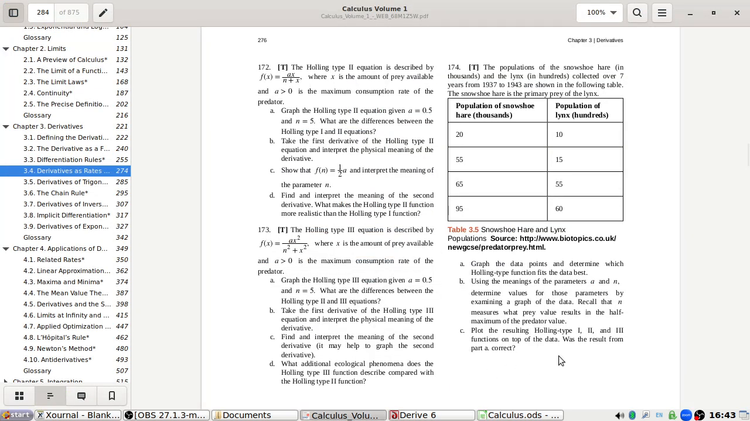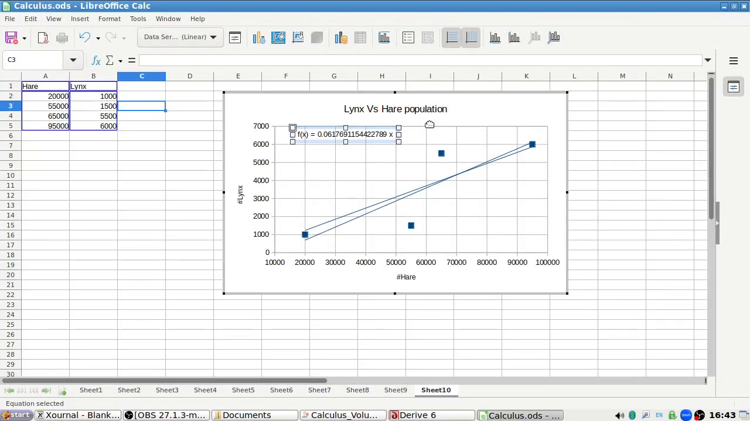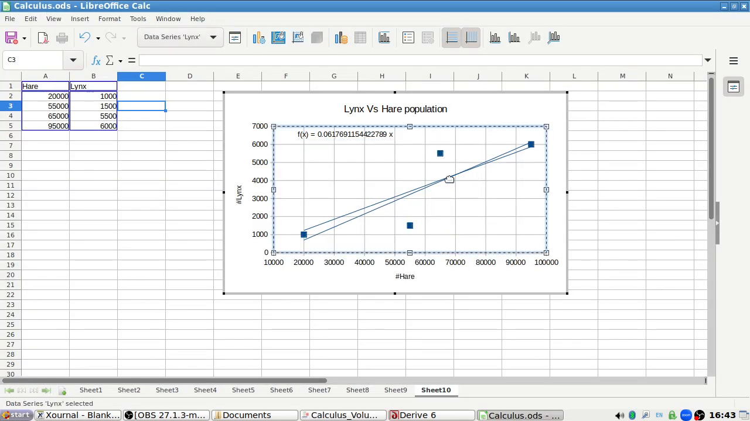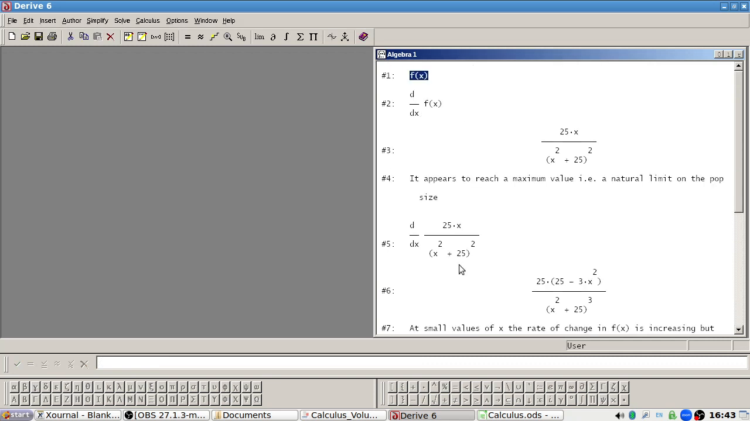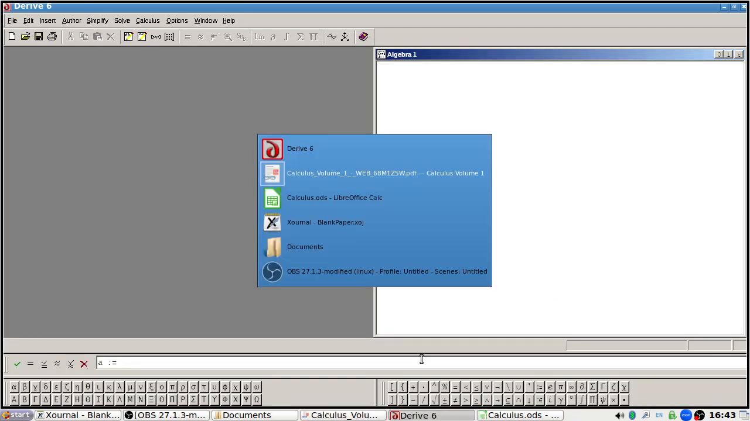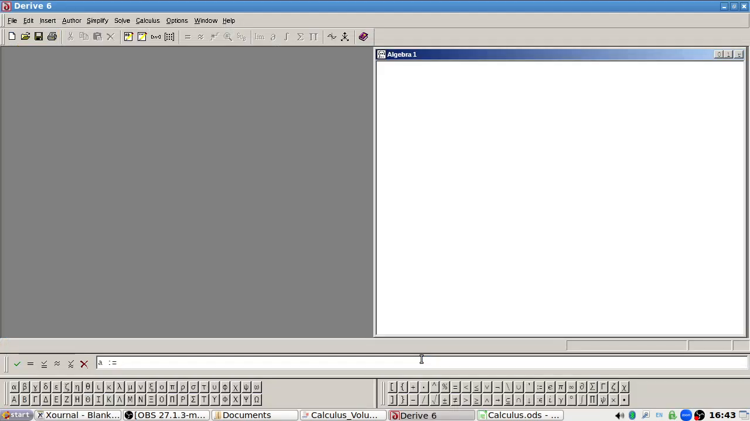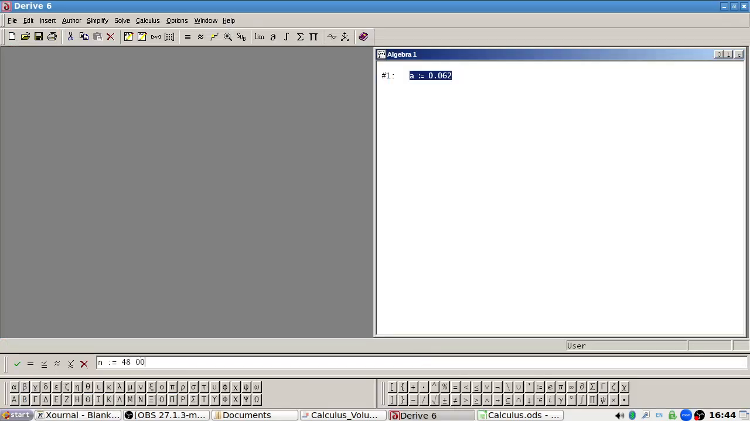Plot the graphs and see which one looks most correct. Oh, okay. I can't. Okay, let's try this one. So, okay, we've got three to plot. So I'll just define A as being roughly 0.062 and N as being roughly 48,000.